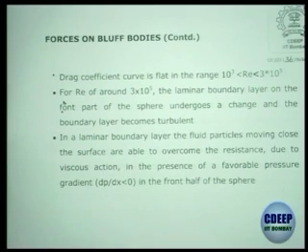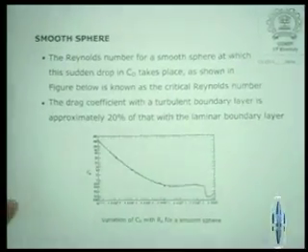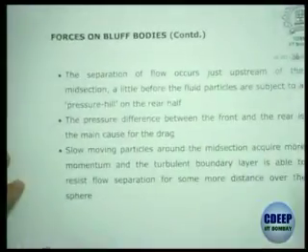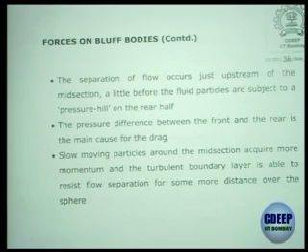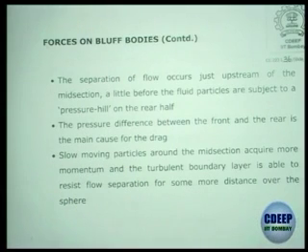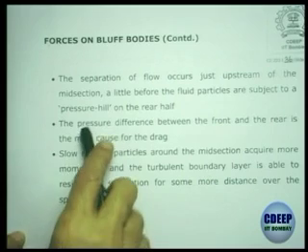Now, this is what I showed you for a sphere, and the explanation here is separation of flow occurs just upstream of the midsection, a little before the fluid particles are subject to a pressure hill on the rear half. This is only a technical term. Pressure hill means the fluid particles have to overcome pressure. Why pressure hill? When you go up the hill, obviously you have to put extra effort. Similarly, pressure hill means the pressure is trying to resist motion. So these fluid particles have to overcome that. That is why we call that a pressure hill.